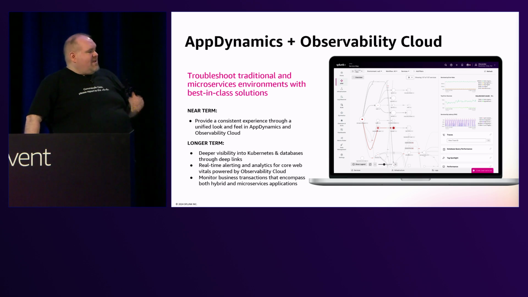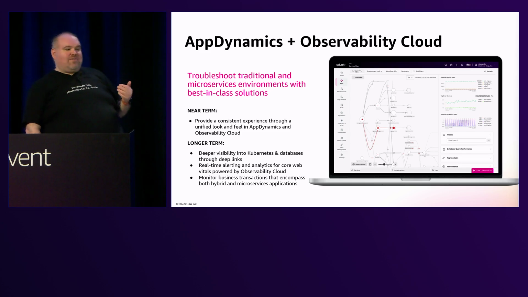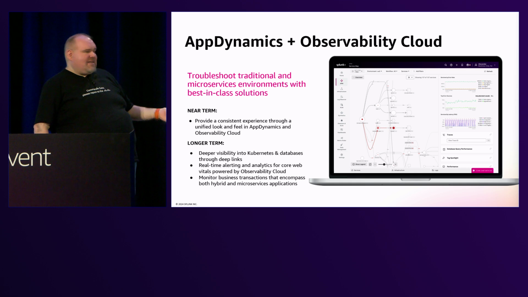And of course, over time, we're going to be integrating more of the Observability Cloud capabilities into AppDynamics and vice versa. To be very explicit, AppDynamics is not going away. We are investing more into AppDynamics. We think it's really important as part of our overall portfolio because there are lots of critical applications that AppDynamics does a really good job with. So it's not going anywhere, but we're adding more support for Kubernetes, databases, and stuff that Splunk Observability Cloud is really good at will be added into AppD. And then we're also going to be adding real-time alerting and analytics for our digital experience monitoring capabilities from Splunk Observability Cloud into AppD as well.